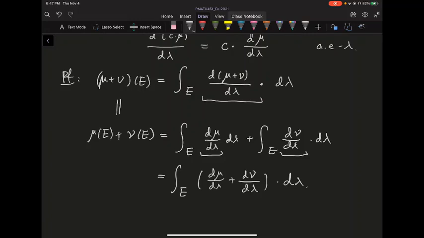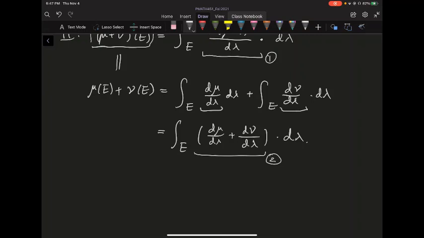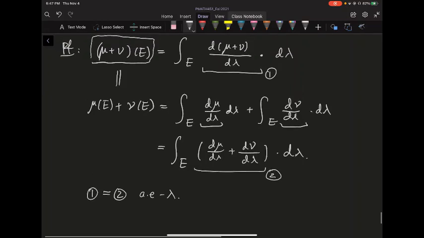So basically, what we have proved is that if you consider this (mu plus nu) of E, there are two ways of writing it as an integral of some function. One, of course, is just the Radon-Nikodym derivative. And the second is written as the sum of these two. The hard part is already done by our Radon-Nikodym theorem, so the two functions have to be equal almost everywhere. This is just part of the uniqueness of the derivative, and so we're done.